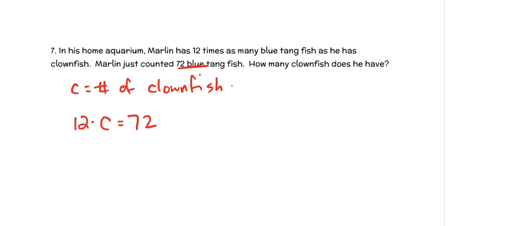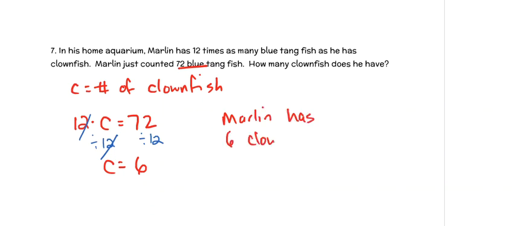So, again, how many clownfish does he have? If he has 12 times as many blue as clownfish, it's going to be 12 times C. And because you're multiplying, you are dividing 12 from both sides. So C equals 6. So Marlin has 6 clownfish.